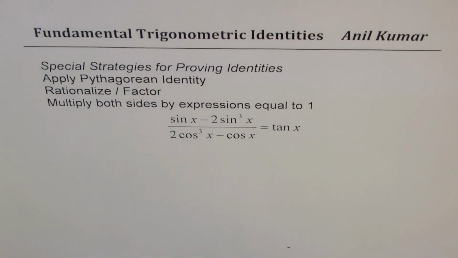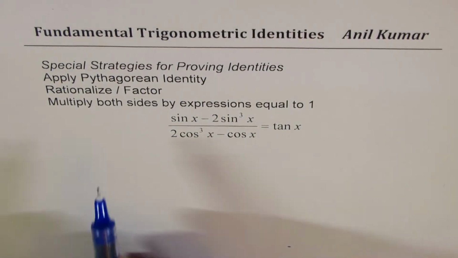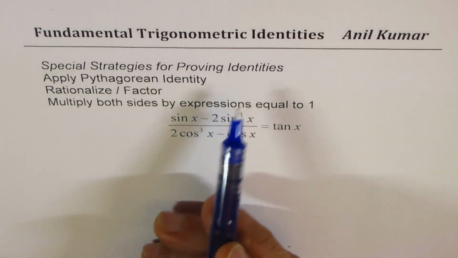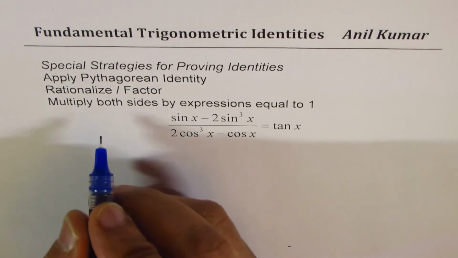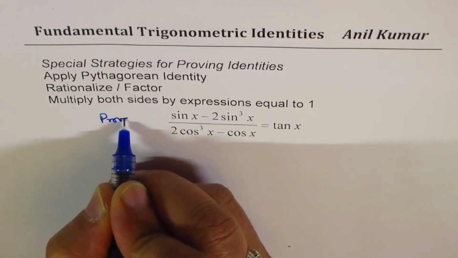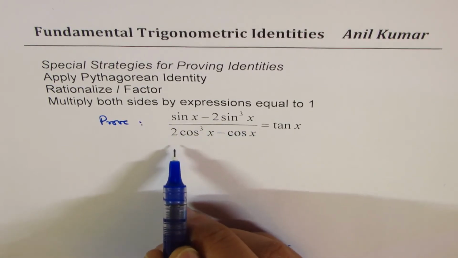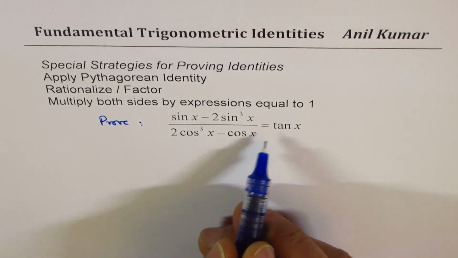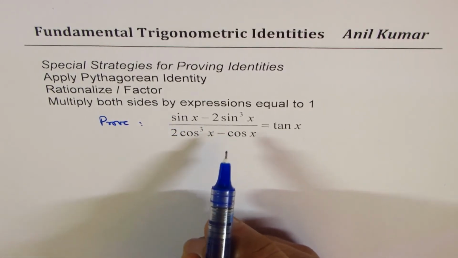Here's another interesting example where we are going to use special strategies to prove identities. The question here is to prove (sin x minus 2 sin cube x) divided by (2 cos cube x minus cos x) equals tan x. Now as you see, the left side is more complicated.